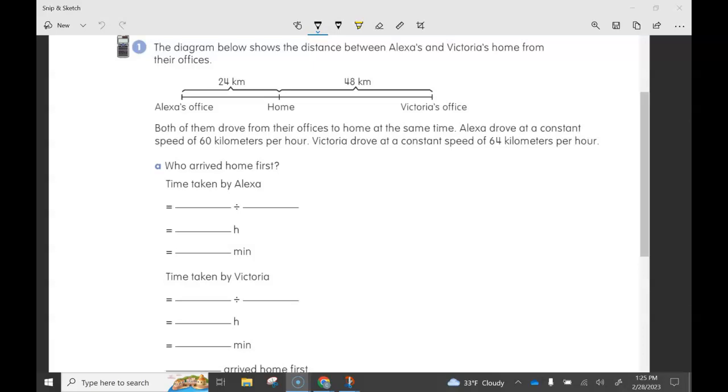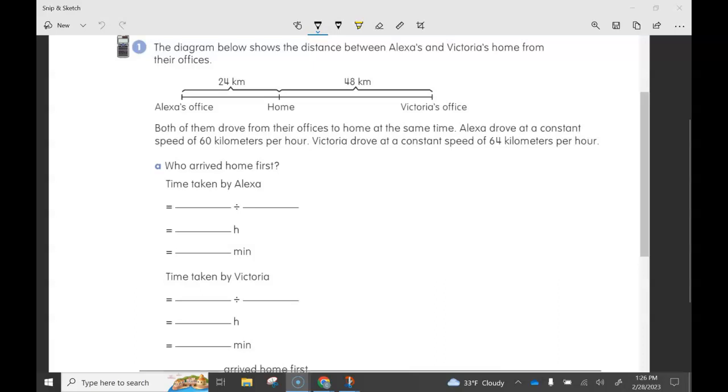Both of them drove from their offices to home at the same time. Alexa drove at a constant speed of 60 kilometers per hour. Victoria drove at a constant speed of 64 kilometers per hour. So we need to figure out who arrived home first.